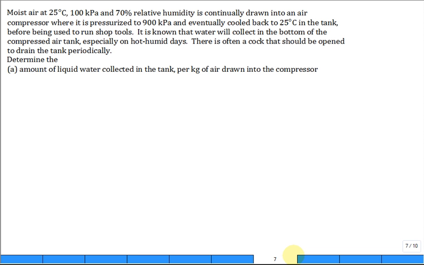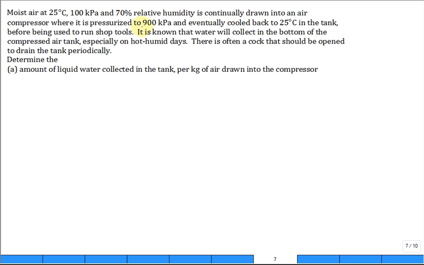I want to solve one more problem. Let me get a vote from you guys. Do you have about 15 minutes? Okay. Let me solve this problem then. Moist air at 25 C, 100 kPa, at 70% relative humidity is continually drawn into an air compressor. This is a very practical problem. Anybody ever seen an air compressor? Hopefully you all have. It sucks in outdoor air, or if it's in a building, whatever the room's air is, it's drawing it in.